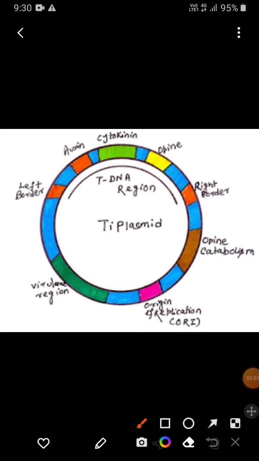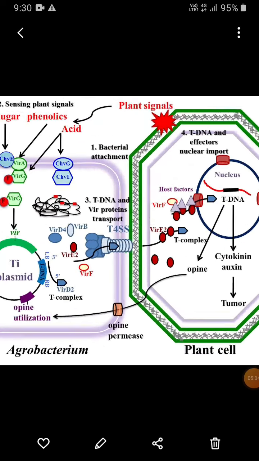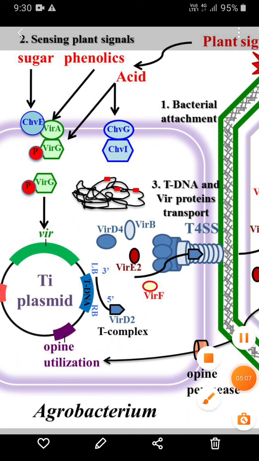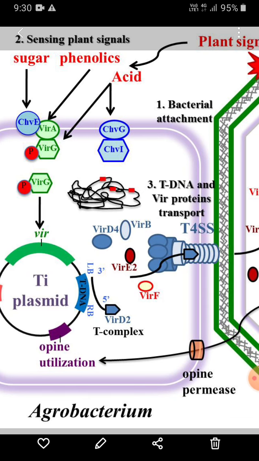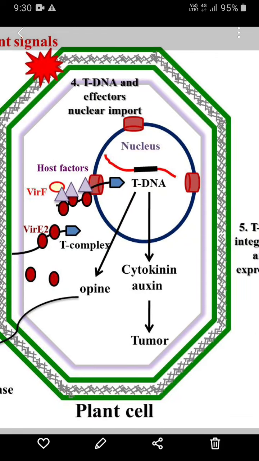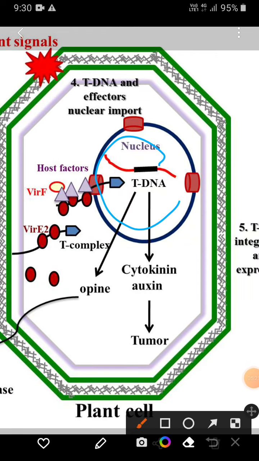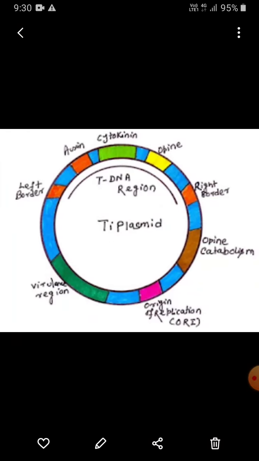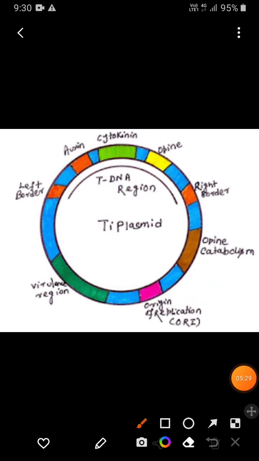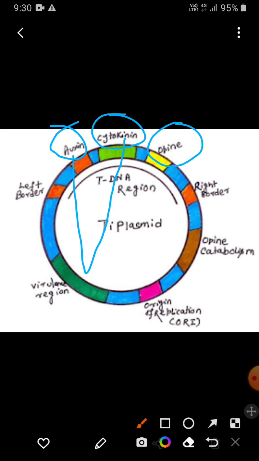Now this tDNA will go, as you can see, just like that and become integrated inside the plant cell, and after integration in the plant cell they start secreting three hormones. Okay, one is auxin, another one is cytokinin, and another one is opine. Among them, auxin and cytokinin are involved in interfering with the normal growth of the plant cell.